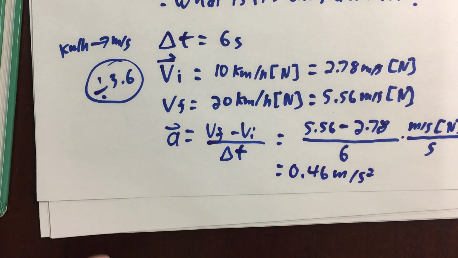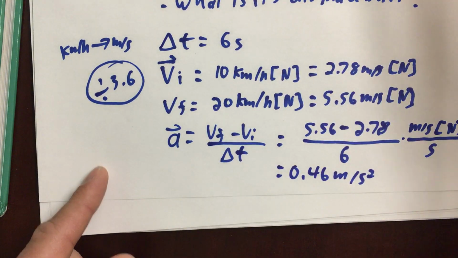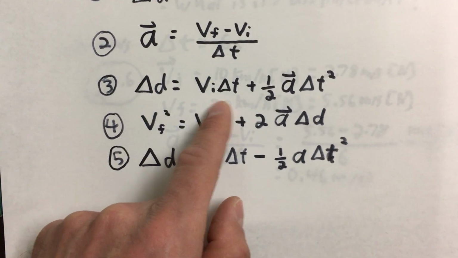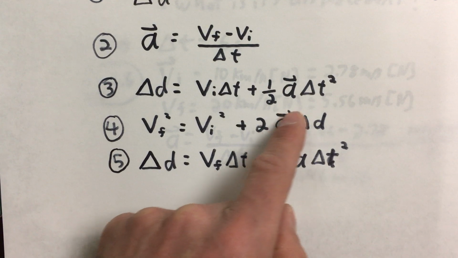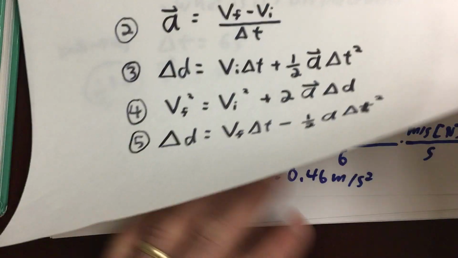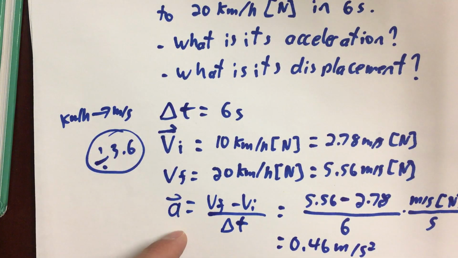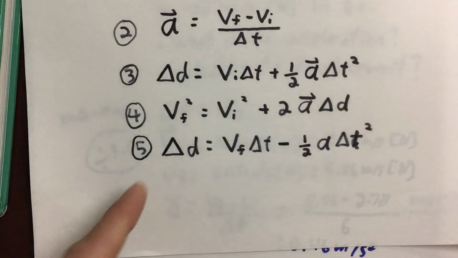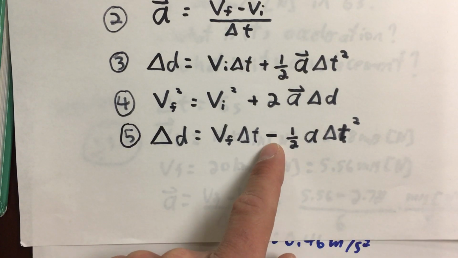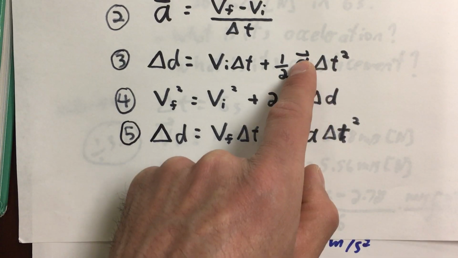Okay, I have a couple of choices here. I have the initial velocity, time, and acceleration. So I can use equation 3. Displacement is initial velocity times time plus half acceleration times time squared. I also have final velocity. So I have final velocity, initial velocity, acceleration now, and time. So I could use equation 5. Displacement's final velocity times time minus half acceleration times time squared. So either of those will work.